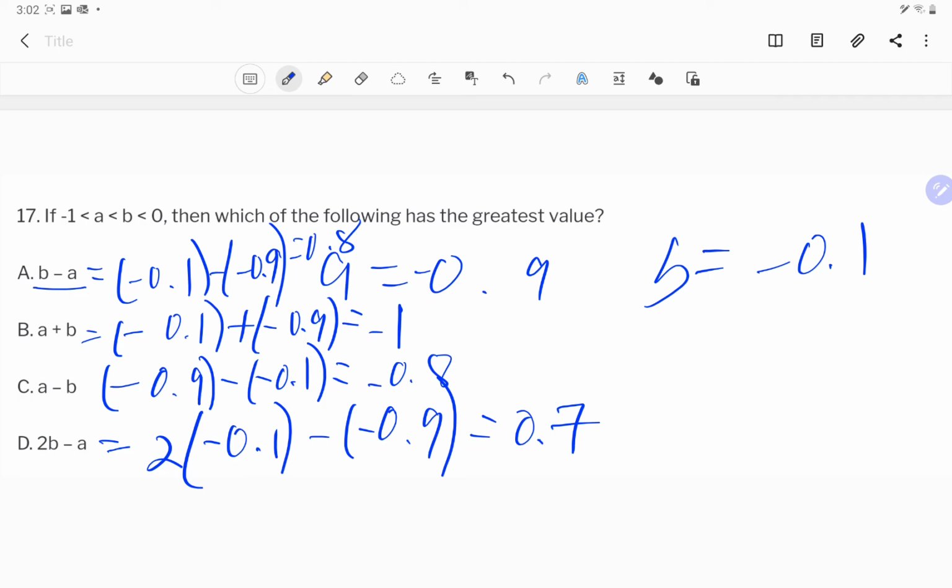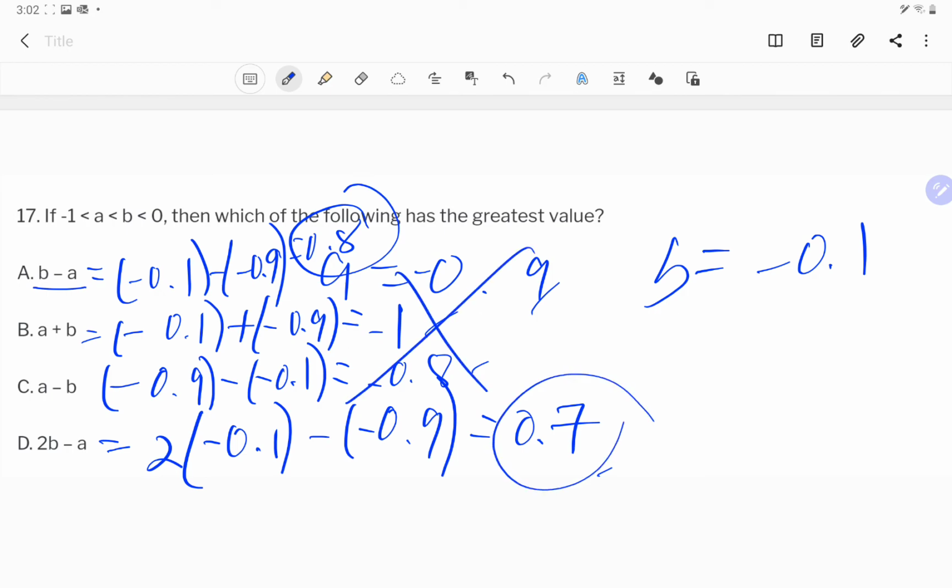Which of them has the greatest value, the biggest value? This is negative, negative, negative. This is 0.7 and this is 0.8. Basically, these are small values. So which is bigger, 0.8 or 0.7? So it's basically letter A.